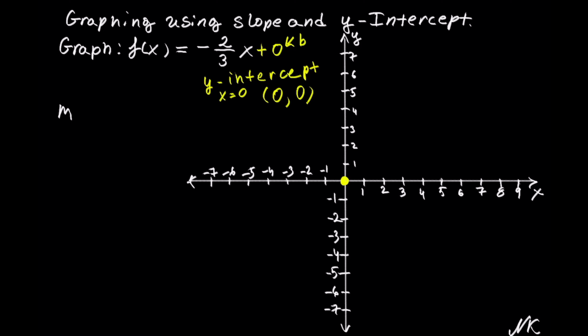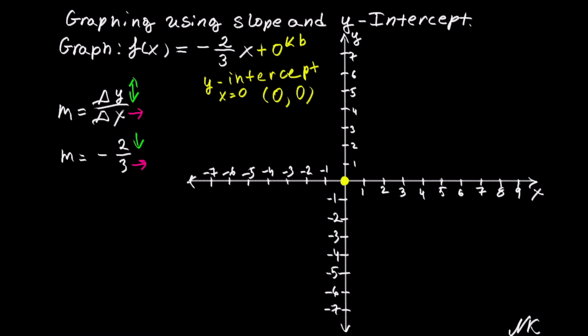From there, we take a look at the slope, which is the change in y out of the change in x. x tells us how many steps we go to the right. The numerator tells us how many steps we go up or down depending on the sign of the fraction. So in this equation, slope is negative 2 out of 3. This means that from the y-intercept we go 3 steps to the right, and since the fraction is negative, we will go 2 steps down from there.